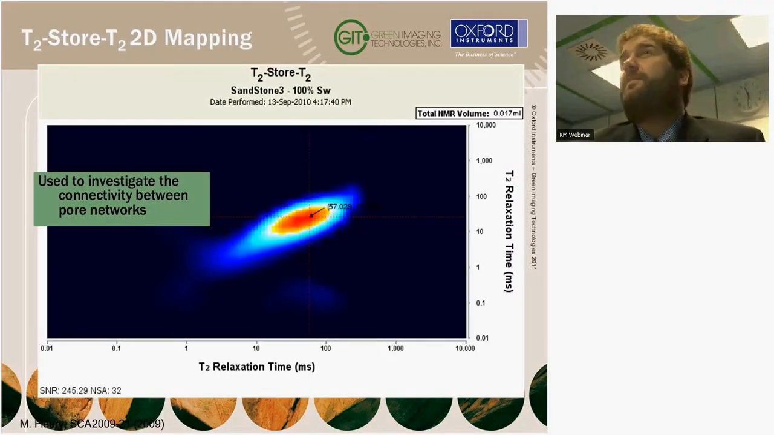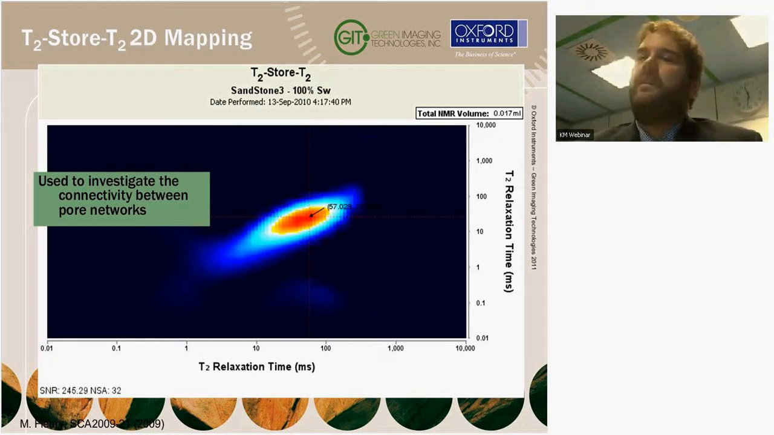There's a set of experiments that, believe it or not, are probably even more complicated. They're called exchange experiments, and these are the T2-T2 store experiments. They're popular in carbonate reservoirs, and you'll see why when I describe it. If we have a rock which has two distinct pore networks, in other words, we have small pores and large pores, like we have in a carbonate, the connectivity between those pore networks is quite important to understand.